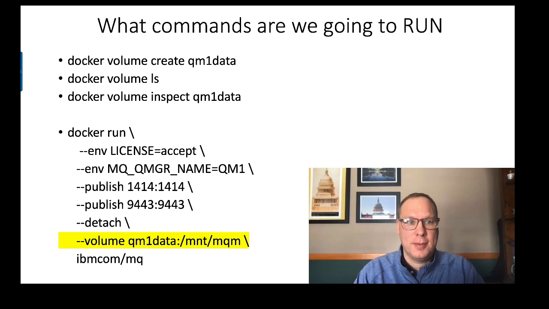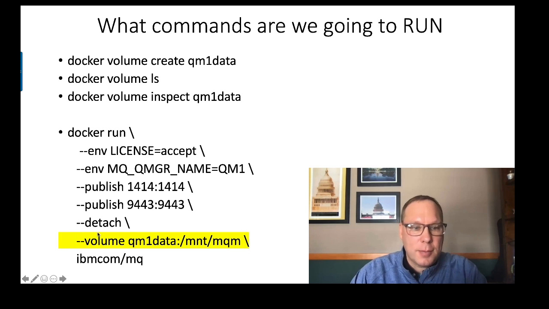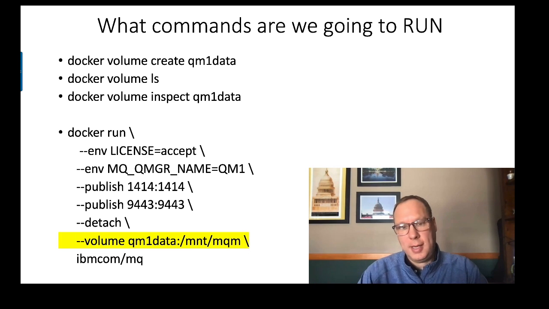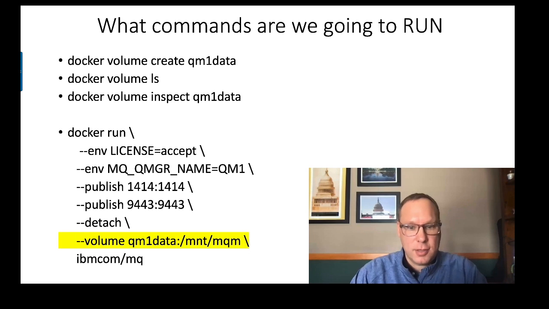This will tell us. Once we have the volume created, we're going to issue the docker run command. This is the same command that we ran in the previous video with one exception. The exception is the volume command. We're going to tell it that we want to use the volume QM1 data, which is the volume that we're creating up here. That will attach that top layer to our container. All right, let's get started.